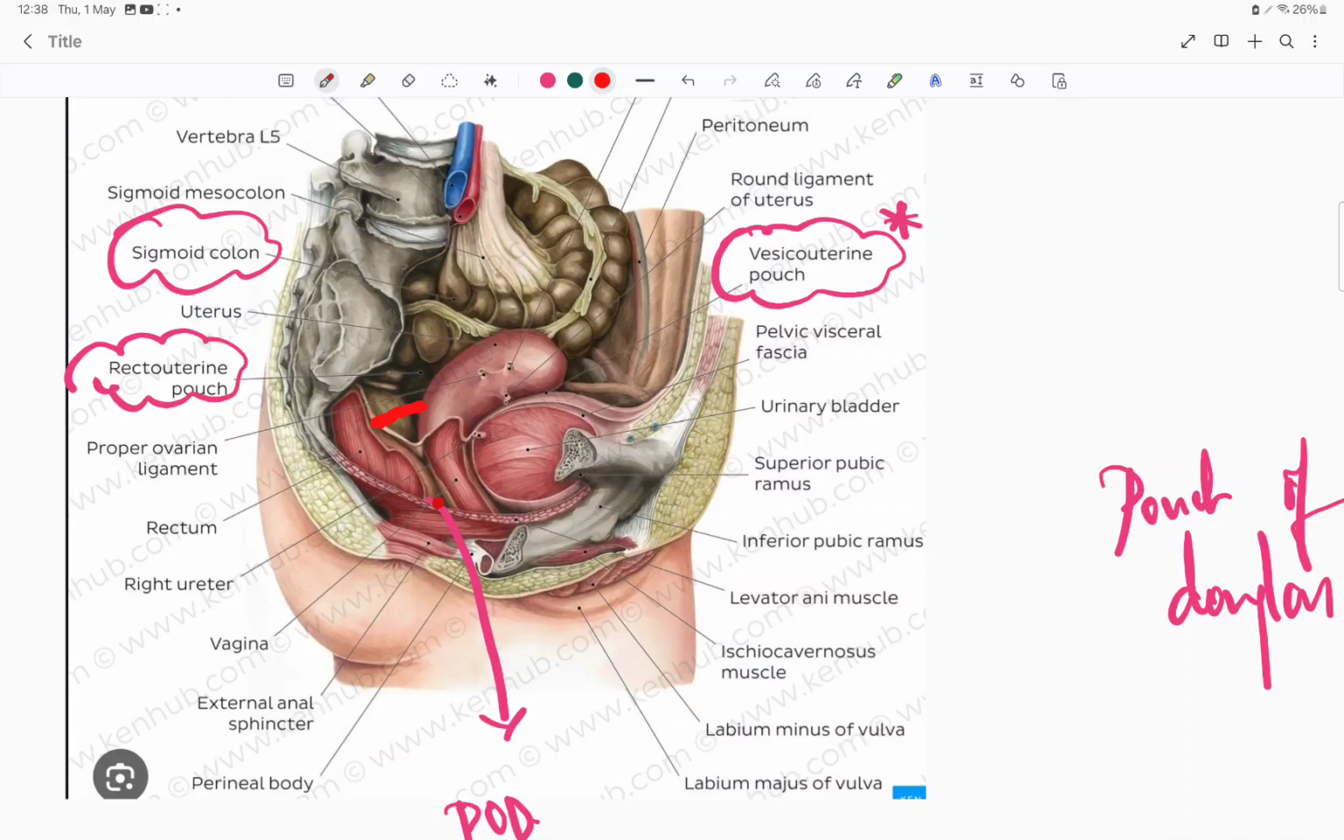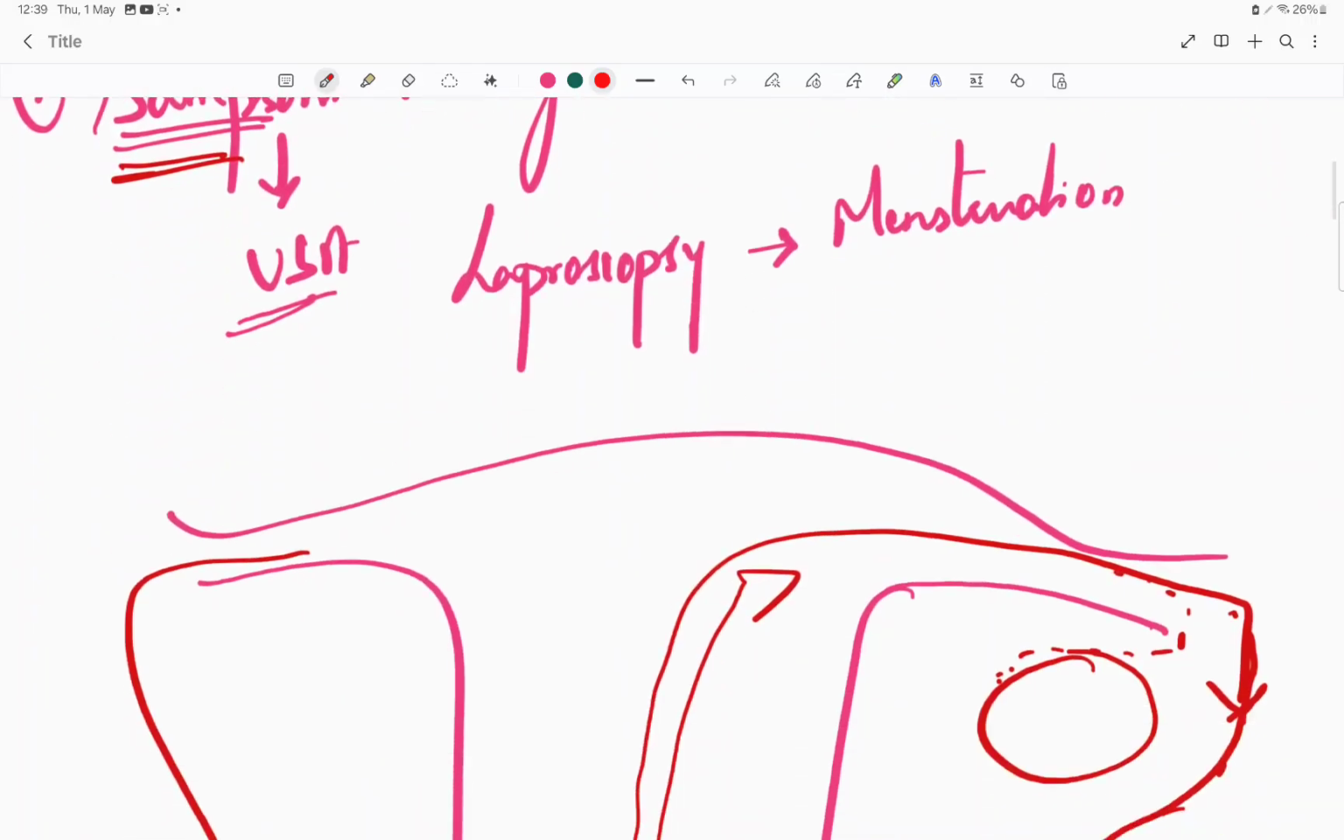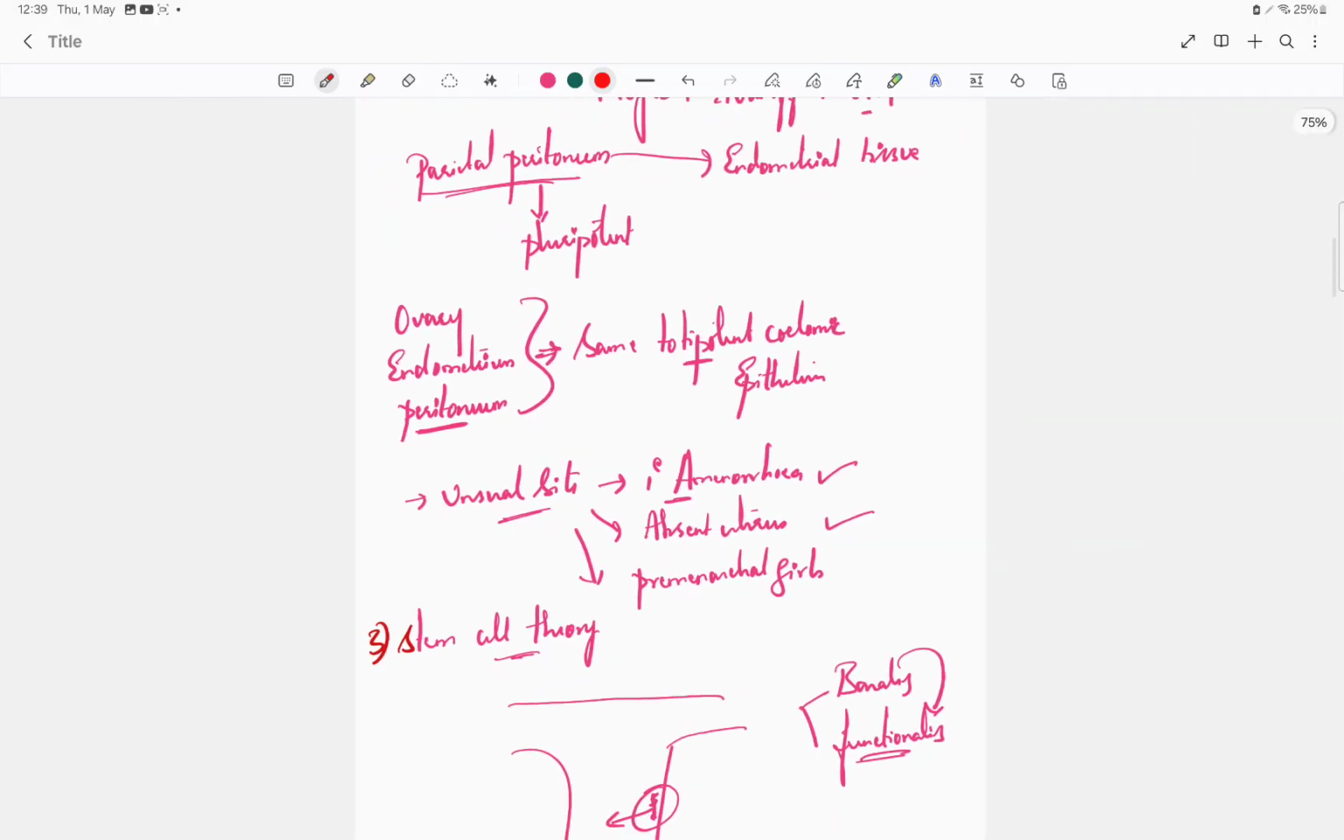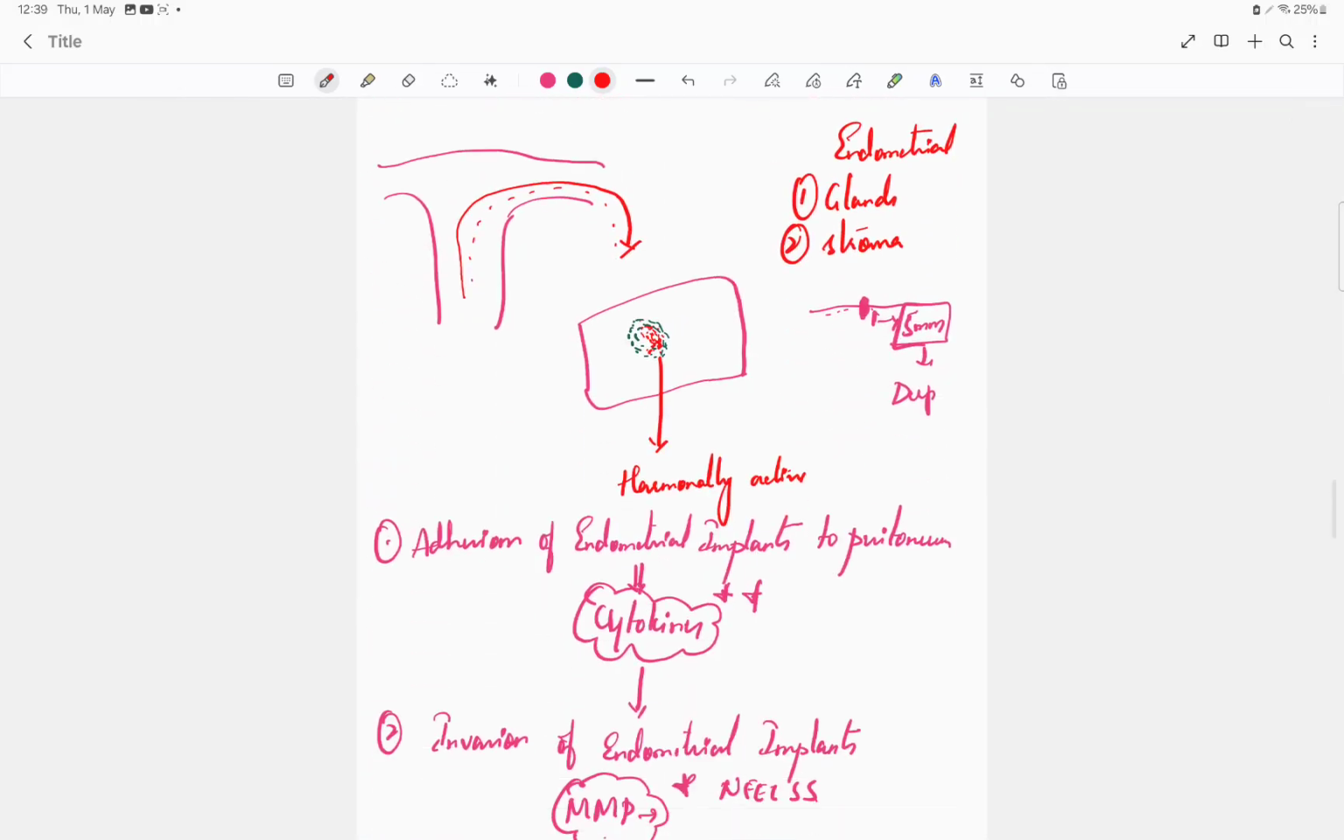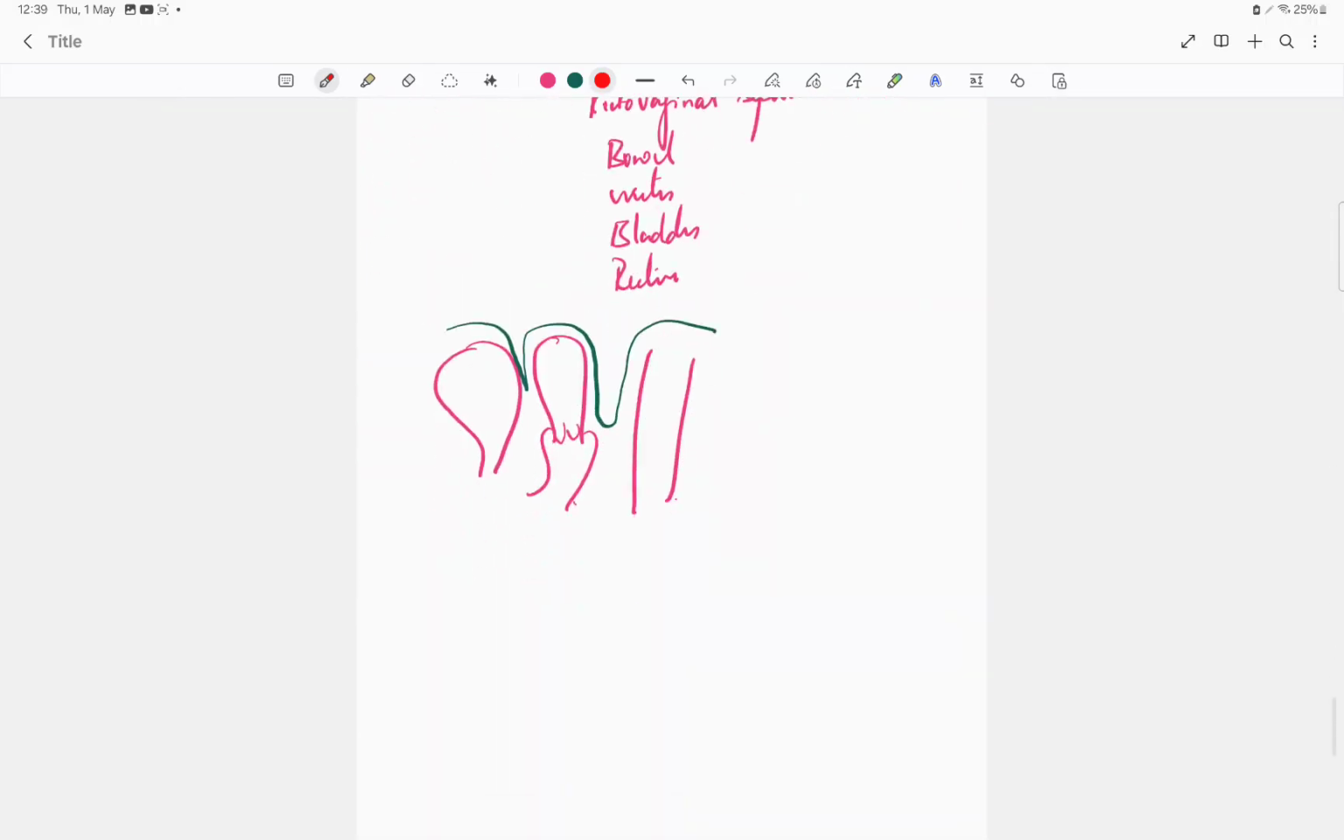Here it will infiltrate the bladder as well. Here is the ureter, and sometimes it will infiltrate into the ureter as well. And there is a bowel here, so it will infiltrate into the bowel as well. All of this generally happens in the case of deep lesions.